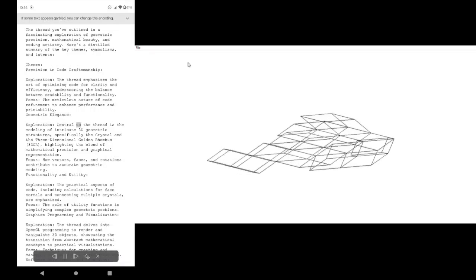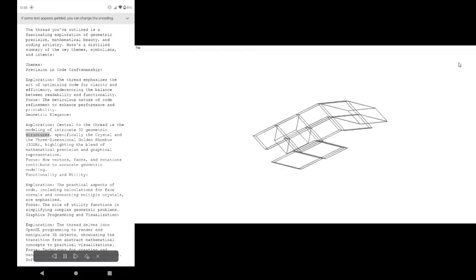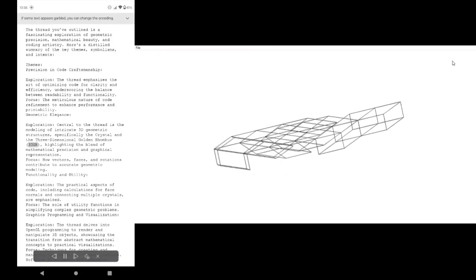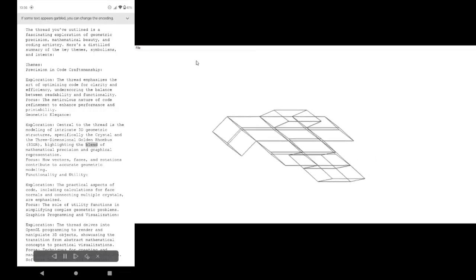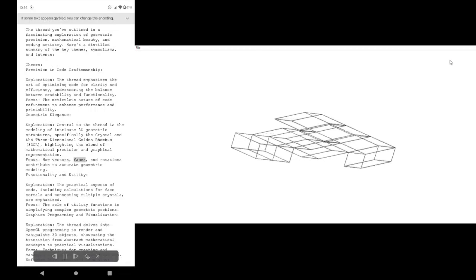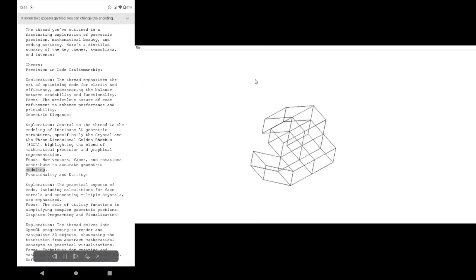Exploration: central to the thread is the modeling of intricate 3D geometric structures, specifically the crystal and the three-dimensional golden rhombus, 3D jar, highlighting the blend of mathematical precision and graphical representation. Focus: how vectors, faces, and rotations contribute to accurate geometric modeling.